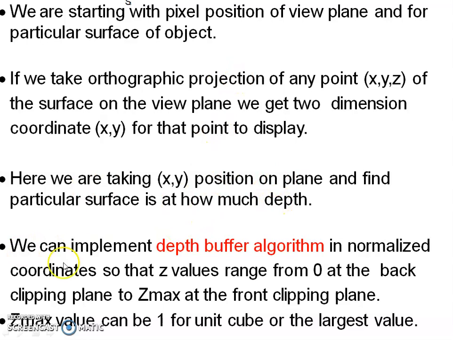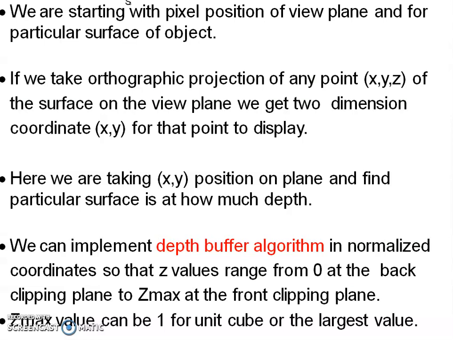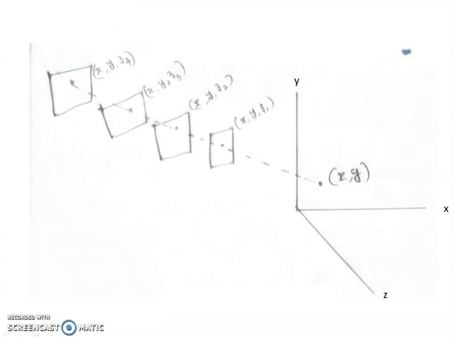Here we are starting with the pixel position of the view plane and a particular surface of the object. That is like this. If we take the orthographic projection of any point xyz of the surface on the view plane, we get the two-dimensional coordinate xy for that point to display. Here we are taking the xy position on the plane and finding the depth of particular surfaces, that is from here to here, then from here to here, like this.